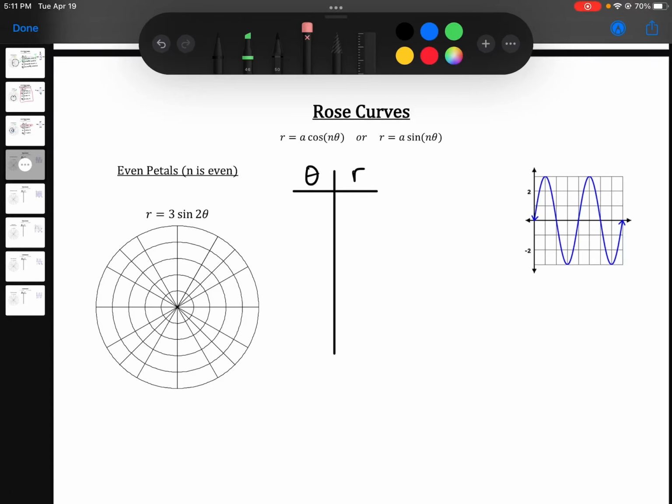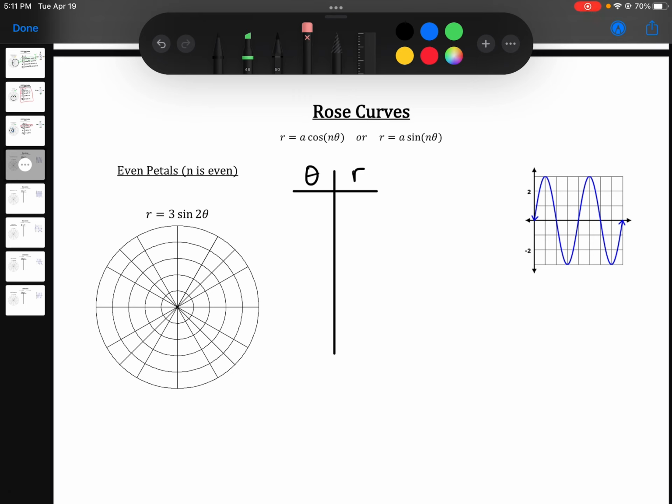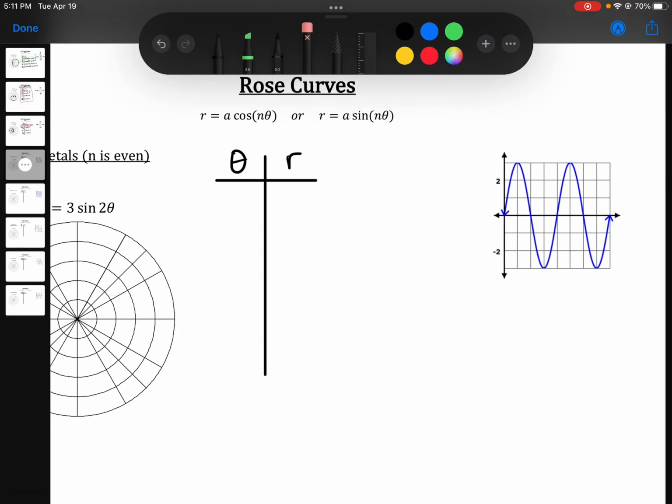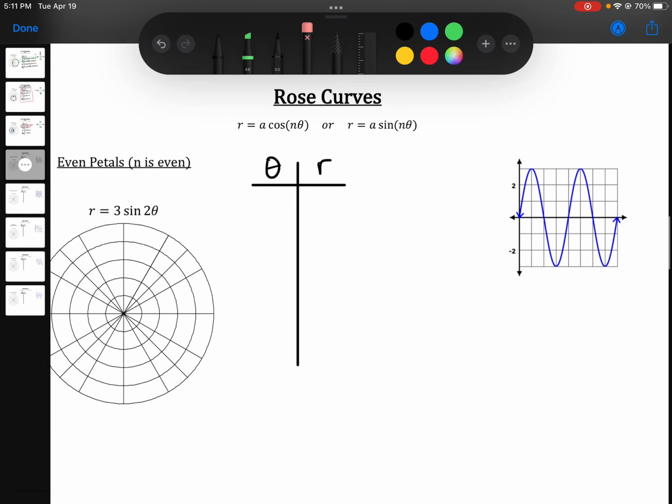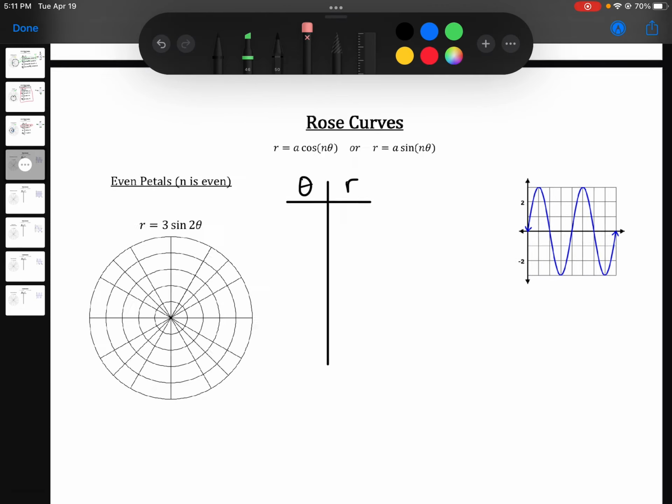So now we're going to go ahead and deal with rose curves, which are just like the previous graphs. If you're stuck, you can always plug in values for theta. Now, there are a lot of shortcuts that will make it a lot easier on rose curves, but I want to explain why the shortcuts work. So we're first going to talk about this graph.